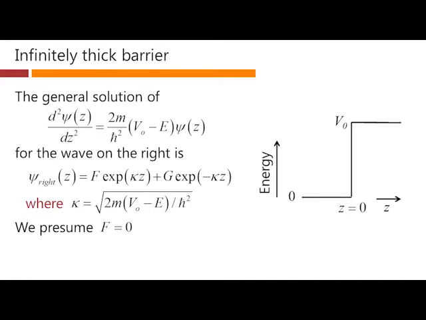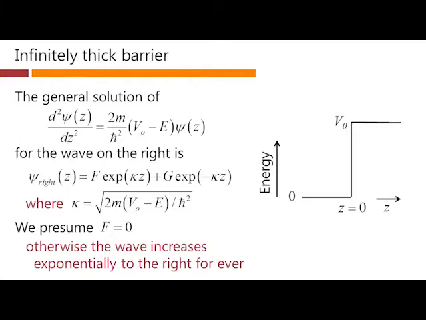We presume that this number, f, is 0. Why do we presume that? Because otherwise we would have an exponentially growing wave on the right, and it would keep on growing forever. And that's kind of unphysical. It would mean that the particle was never found anywhere over here. The particle would always be found arbitrarily far to the right. So we discard that one. In other words, we set f equals 0. We say that's unrealistic, unphysical for this situation. So we're left with this term, which of course corresponds to an exponentially decaying wave.